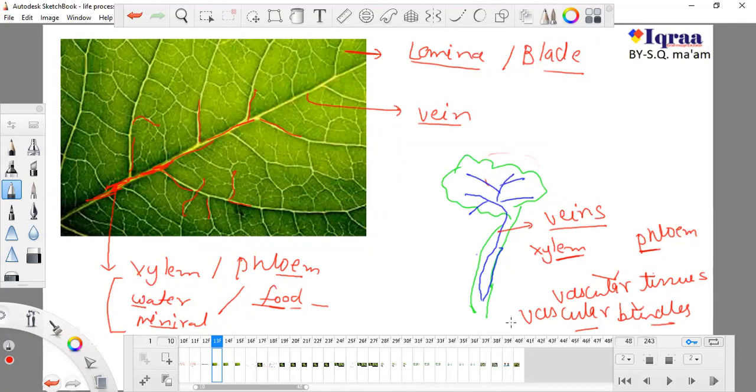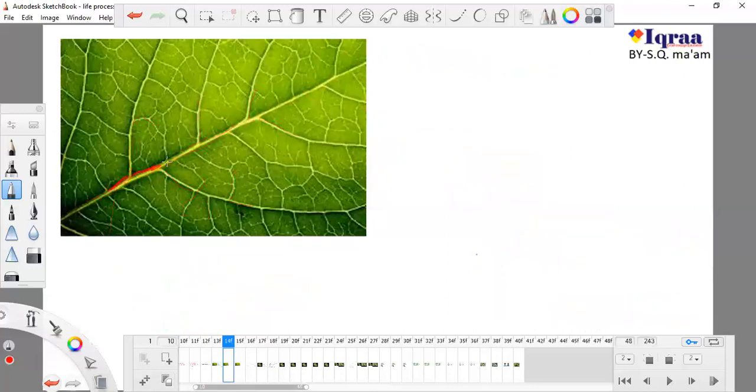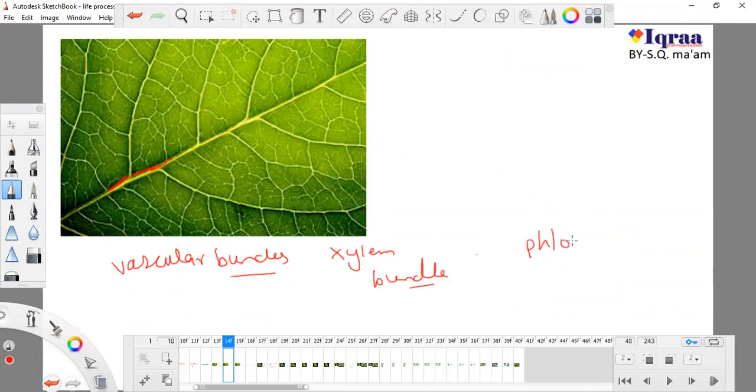What does it mean that these veins contain vascular bundles? That means these veins are made up of bundles of xylem. Bundle means so many. And the bundles of phloem. These veins are made up of bundles of xylem and phloem, and the bundles of xylem and phloem together are known as vascular bundles. So these are the veins.